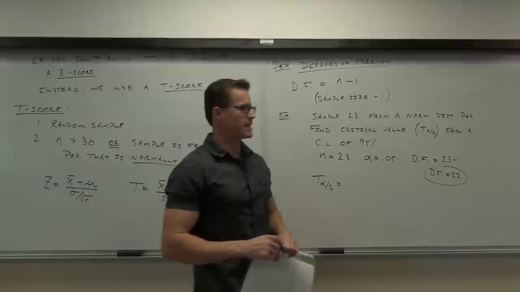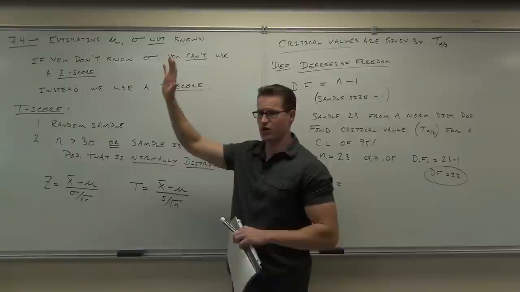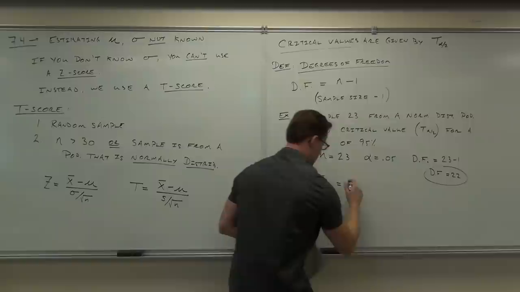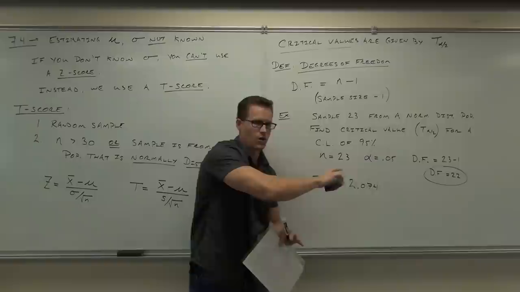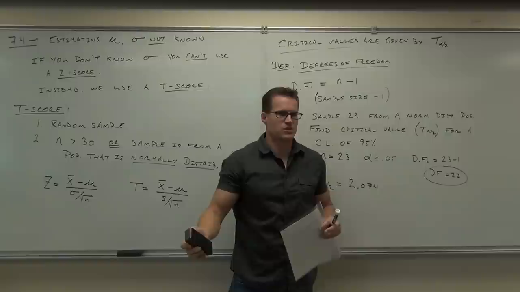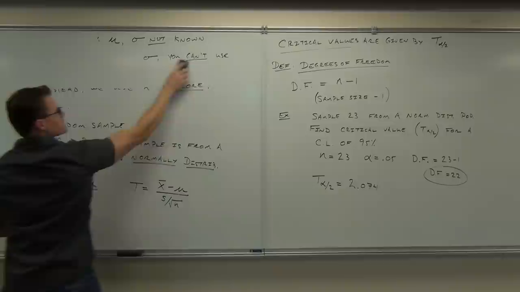Would you please raise your hand if you understand how to find a T critical value? Good, that's the only new thing I gotta teach you. You know why? Because after we do a T critical value, everything else is almost exactly the same as what we did. This was 2.074, if I remember right. But after you find that, which is the hardest part, you're going to do the same exact thing with your E, the same exact thing with your confidence intervals. It'll be exactly like your homework that you just turned in. Was it 2.074? Yeah.